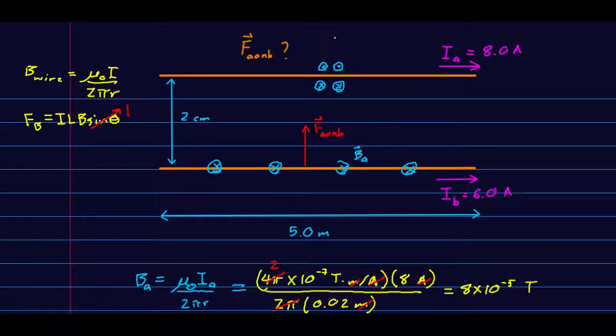If you now wanted to calculate FB on A, the force that wire B exerts on wire A, well, the right-hand rule would tell you that there is a field out of the screen up here. This is B due to wire B. And then the other right-hand rule, thumb, index finger out, tells you that the force on wire A is down.